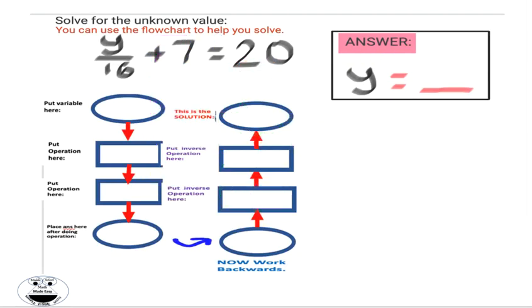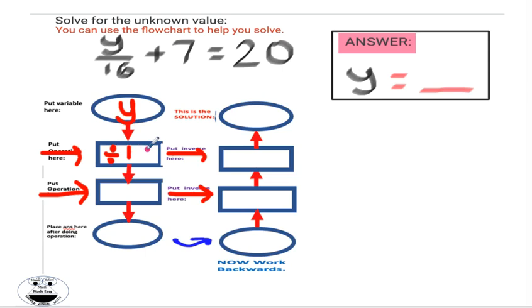Let me erase this. Okay, so here we're going to fill out the flowchart the same way, but of course, when we get over here and here, we might have different operations, and as well over here and here. So we're going to start, and we are going to put the variable here, and then we're going to ask ourselves, what is happening to y? So we're going to just read what we see, and I see it says y divided by 16, so that's what we're going to write first here. It's being divided by 16.